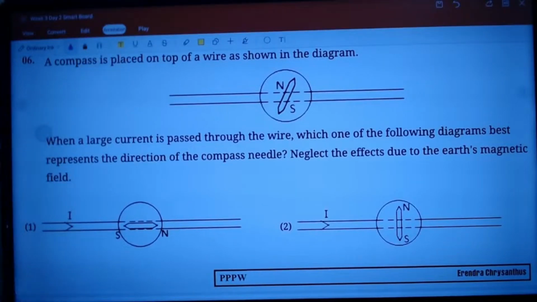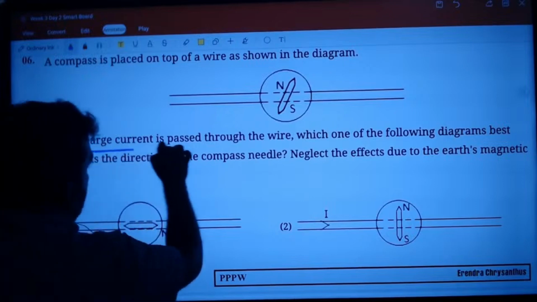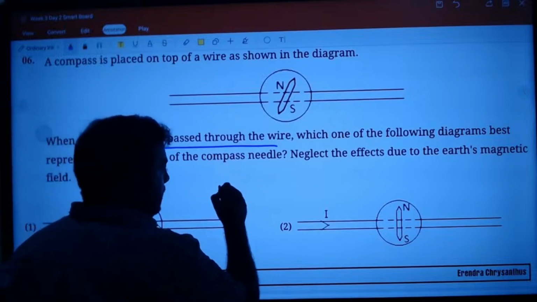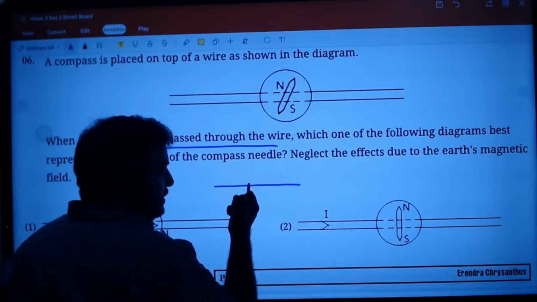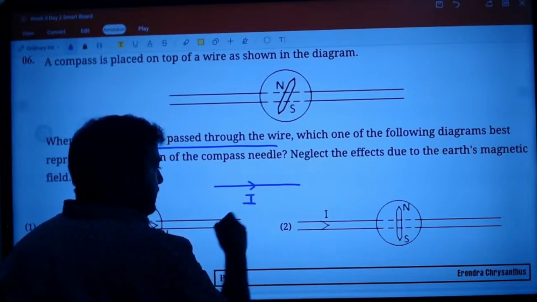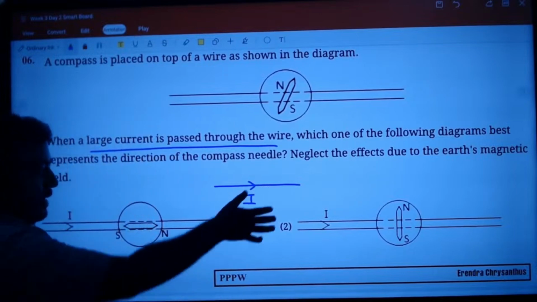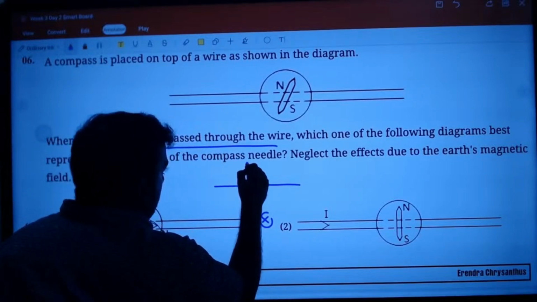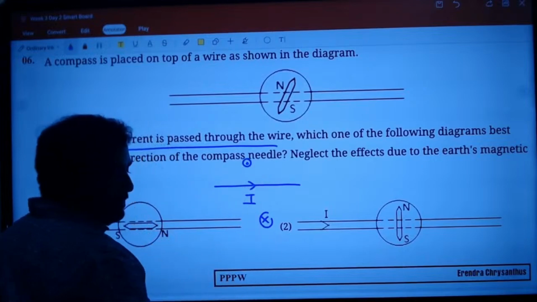Question number 6. A compass is placed on the top of the wire as shown in the diagram. When a large current passes through the wire, which of the following diagrams best represents the direction of the compass? Now be careful. This is O-level work. Knowing compass means north pole is directed to, so current is going on top like this. Current going that way means field inwards here. Field is coming outward there. So coming out, going in.